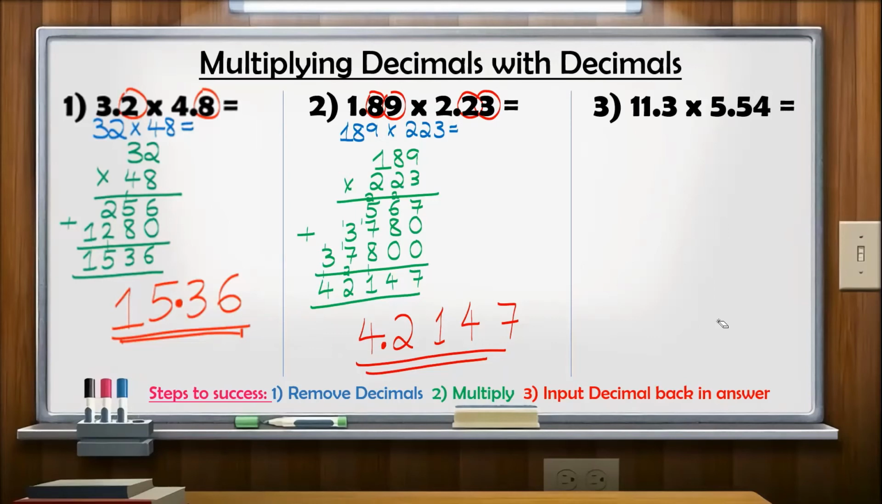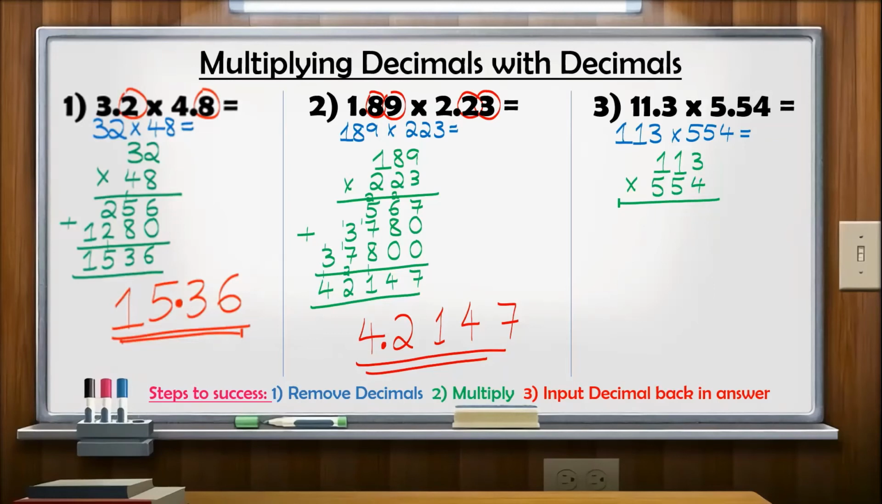Finally, example 3. Again, following my steps, I'm going to rewrite the question 11.3 times 5.54 without any decimals. So my question will now be 113 times 554. Moving on to step 2, I'm going to work out the answer to my new question. So setting up the question 113 times 554. By doing this, it will help me get my final answer for my original question.